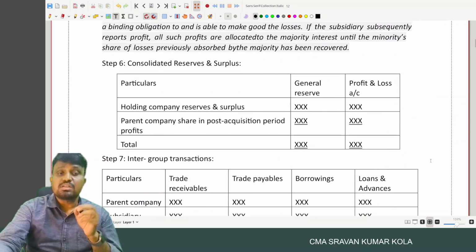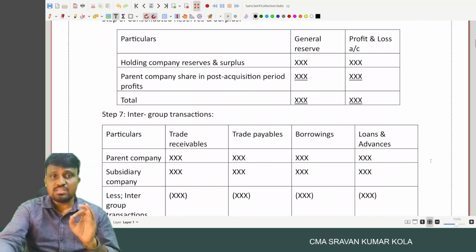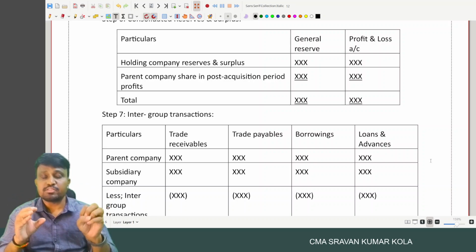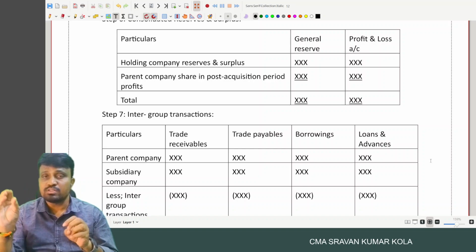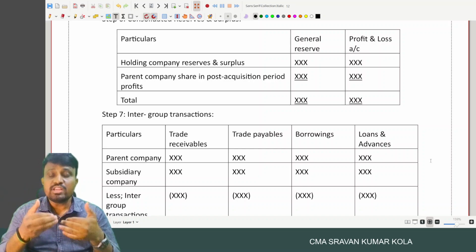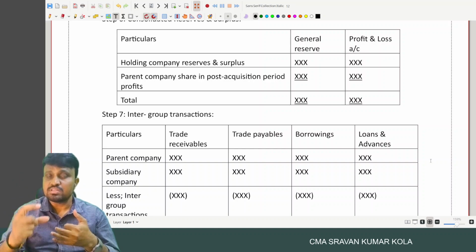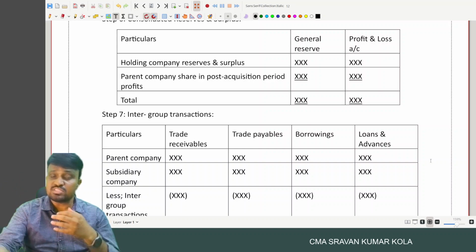And another one, consolidated reserves and surplus. In this case, holding company reserves and surplus, we have to consider this part. We take it from standalone financial statement of holding company, add holding company share in post acquisition period profits. This part we take it from step 3, analysis of reserves and surplus, and that gives the total consolidated reserves and surplus.